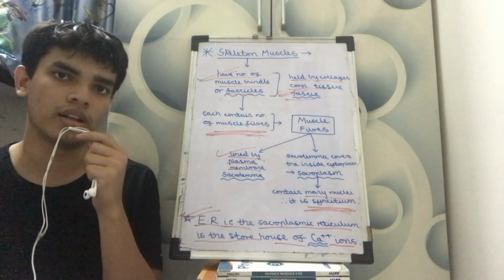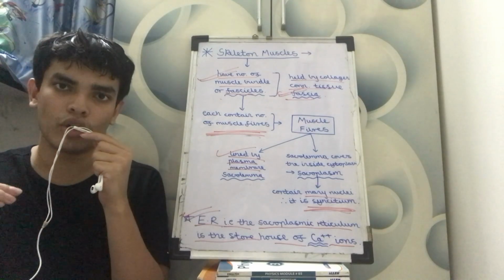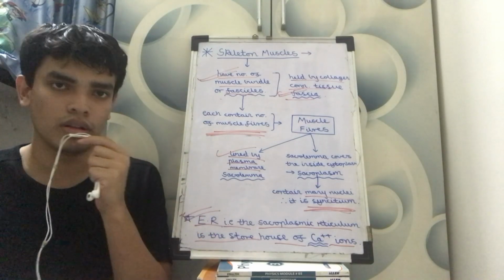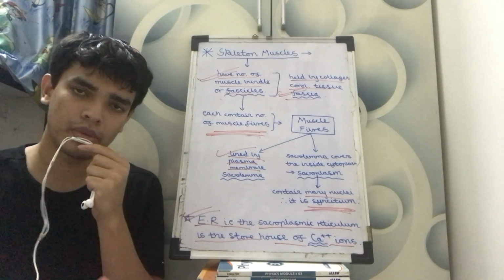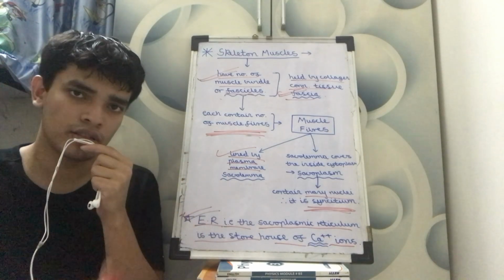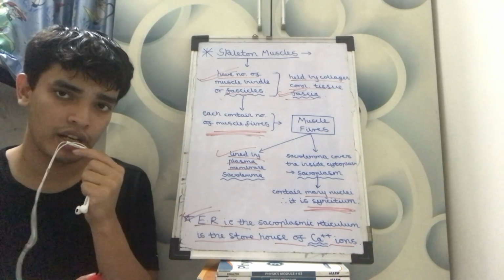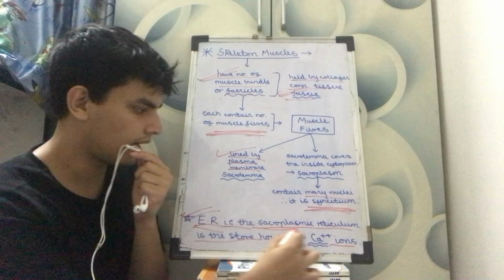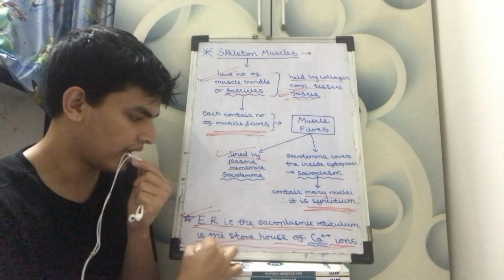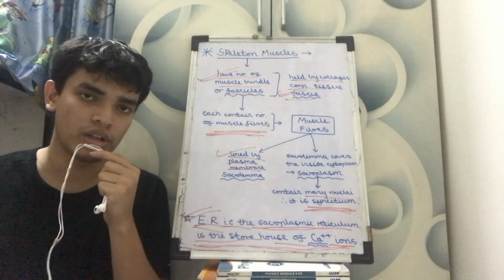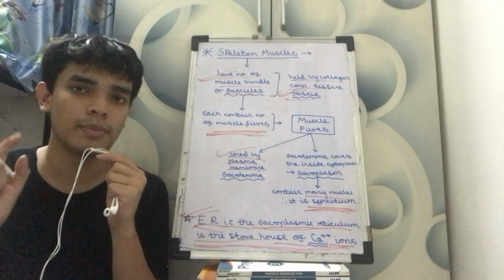Then the ER, endoplasmic reticulum, that is the sarcoplasmic reticulum, is the storehouse of calcium ions. Now very, very important: each organelle is given its unique name because it is in the sarcomere. Cytoplasm is called sarcoplasm. The plasma membrane is called sarcolemma. Then the endoplasmic reticulum is called sarcoplasmic reticulum. Another very important point: the sarcoplasmic reticulum is the storehouse of calcium ions, Ca++ ions. Very, very important. It is the store of what? The storehouse of calcium ions.